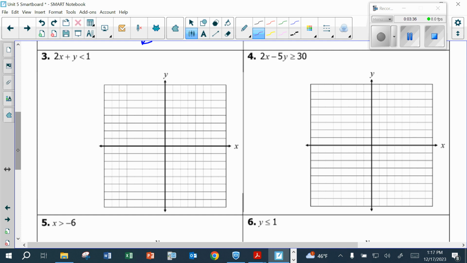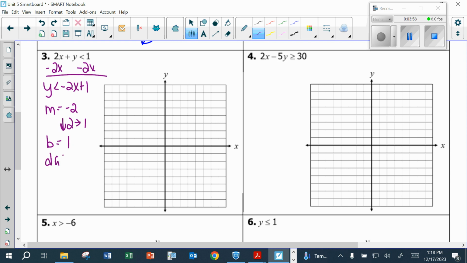Okay, number 3, we have to solve for y. So I'll move 2x over by subtracting it from both sides. Y is less than -2x plus 1. So my slope is -2, which means I'm going to go down 2 and right 1. My b value is +1. I'm going to be a dashed line because there's no equal sign in that inequality. So we're up at 1. I'm going to go down 2 and right 1.